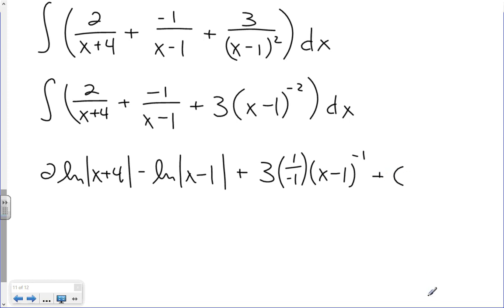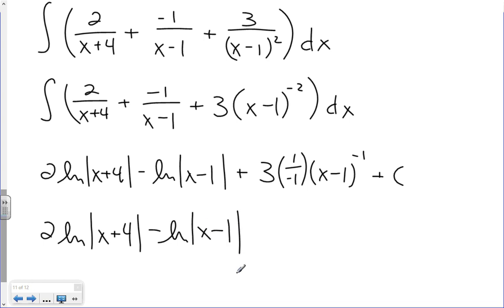I guess you could leave it that way. Maybe I'll rewrite it one last time here just to clean up that constant in the very last term that we had. First 2 terms here will stay the same. So you actually got 3 times a negative 1 there. So that's really a minus 3 times x minus 1 to the negative 1. If you want to rewrite that as a fraction, maybe that's the way to do that. So I'll write that as minus 3 over x minus 1 plus c. By the way, you don't have to rewrite it. The previous step there was perfectly fine to leave it in that form, actually. But there's our answer.